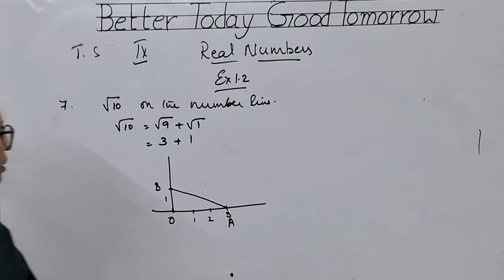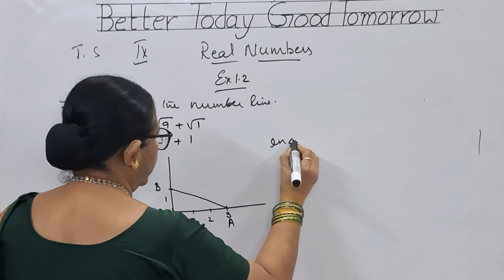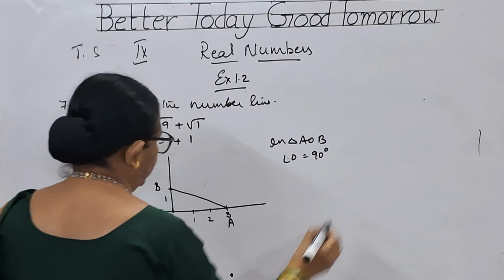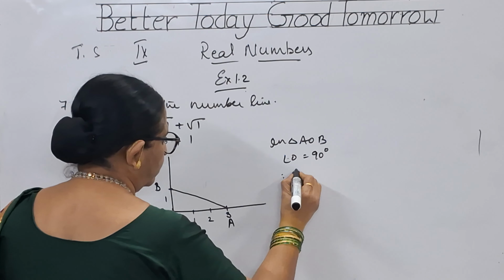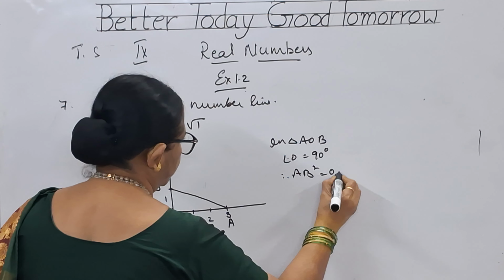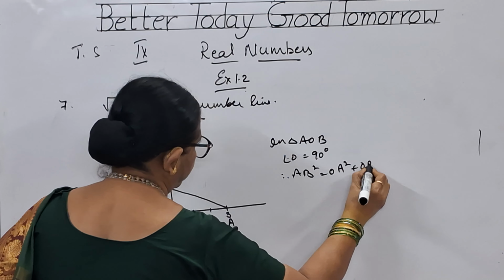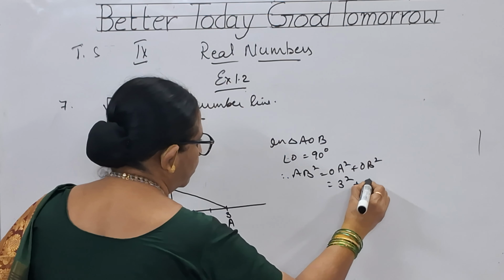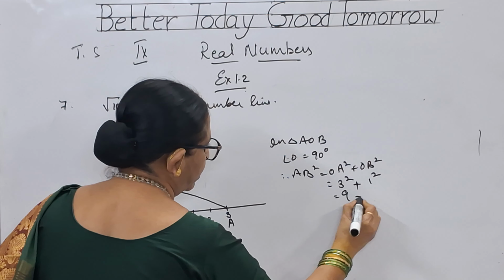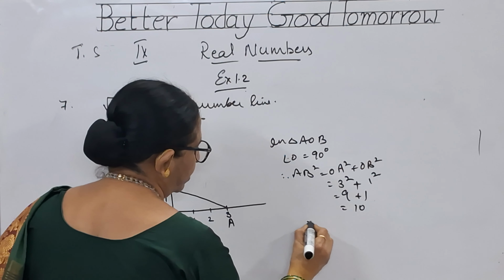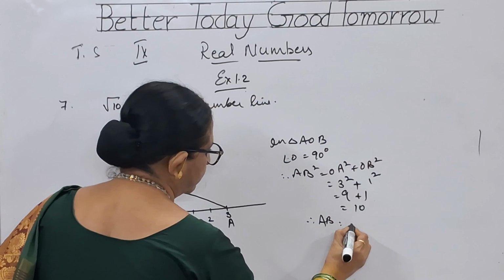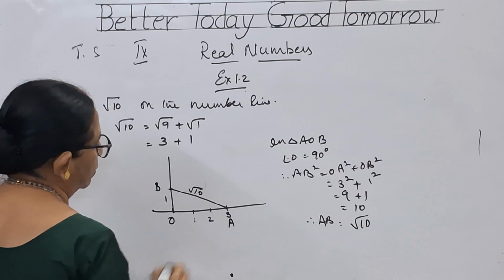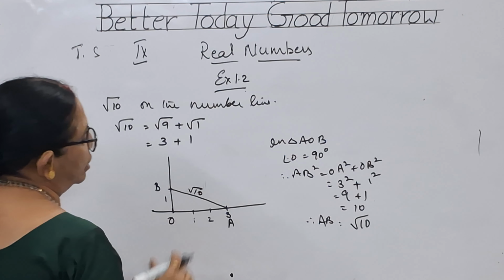What is AB? In triangle AOB, angle O is 90 degrees. Therefore, AB square is equal to OA square plus OB square. So, OA square is 3 square plus OB square is 1 square, 9 plus 1, 10. Therefore, what is AB? AB is root 10. This measures root 10. So, you want root 10 on the number line.